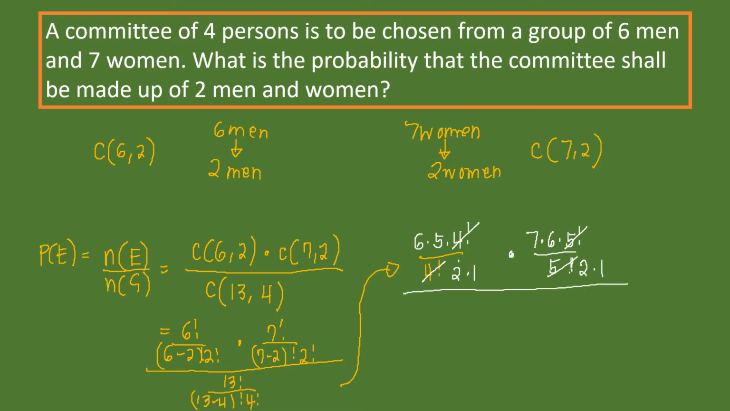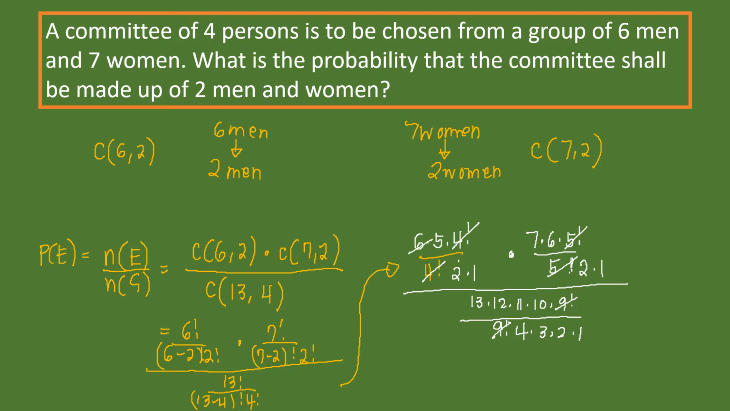All over 13 factorial. So if I subtract 13 minus 4, that would give me 9 factorial, right? So I will just expand 13 until 9 factorial. And then I will have 9 factorial here, and then 4 times 3 times 2 times 1. I will cancel 9 factorial, and I will further simplify this expression.